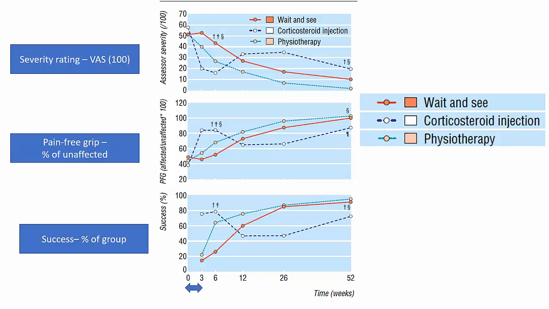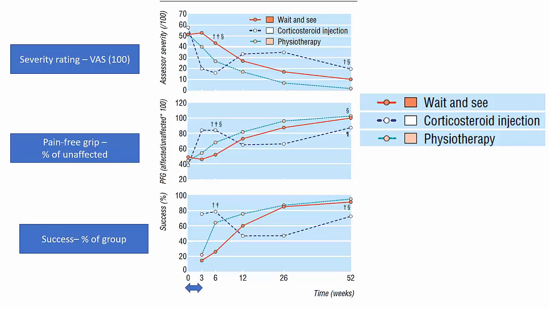Down the left-hand side are the various rating scales, from severity rating, and they rated this out of 100. How bad is your elbow? How much trouble does it give you? The second is pain-free grip: what was the grip strength compared to the other side? So pain-free grip, percentage of normal, and success. Patients were asked to rate the success of the treatment to date based on their subjective outcome from the 3-month period onwards, so 3, 6, 12, 24.